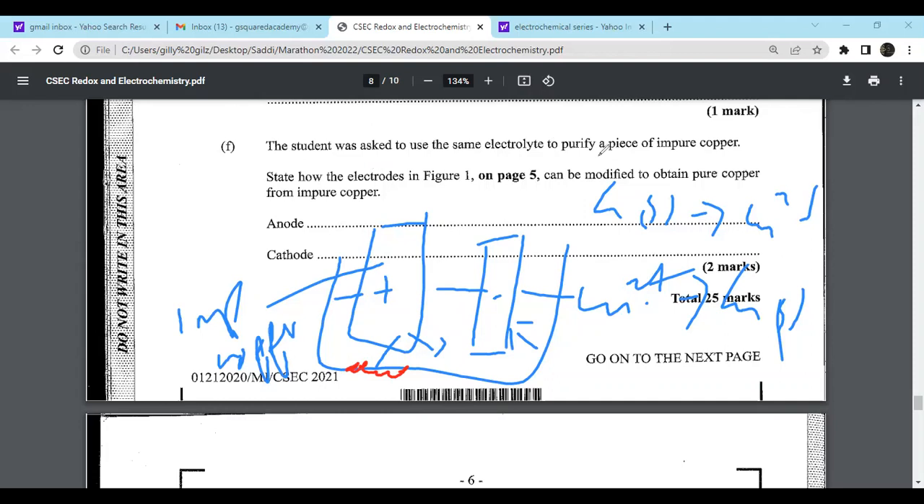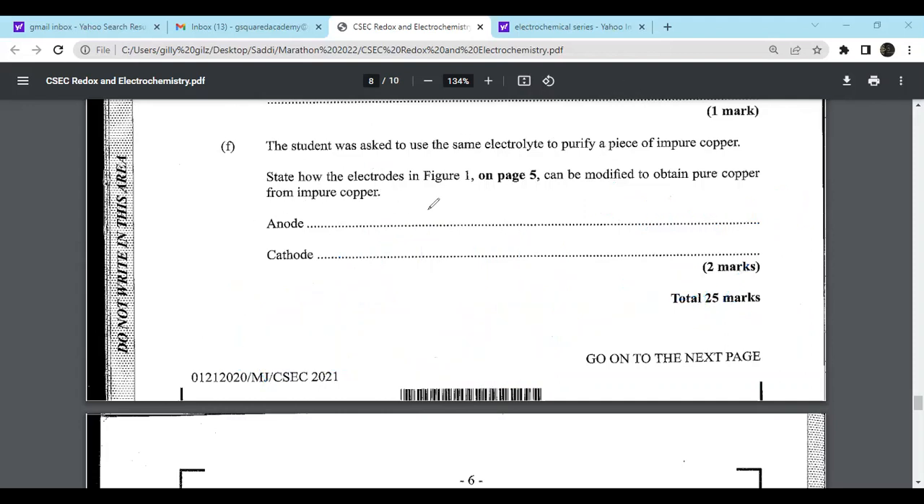For this question, what they're asking you is to state how the electrode would be modified. What would happen is that the anode would be impure copper and the cathode would be pure copper. And that's what they're really asking you to state.